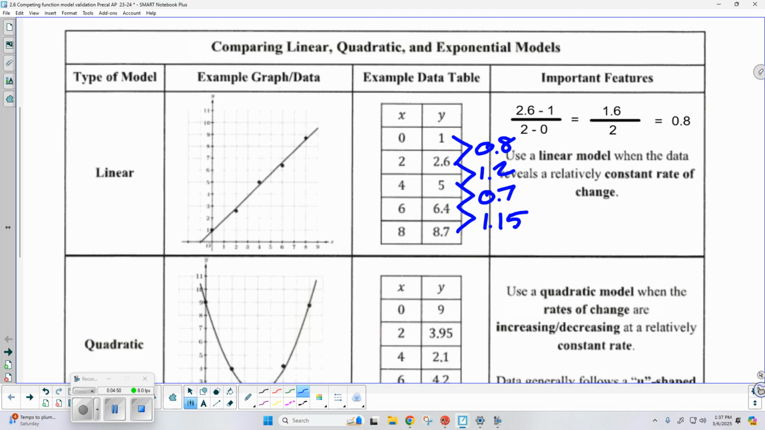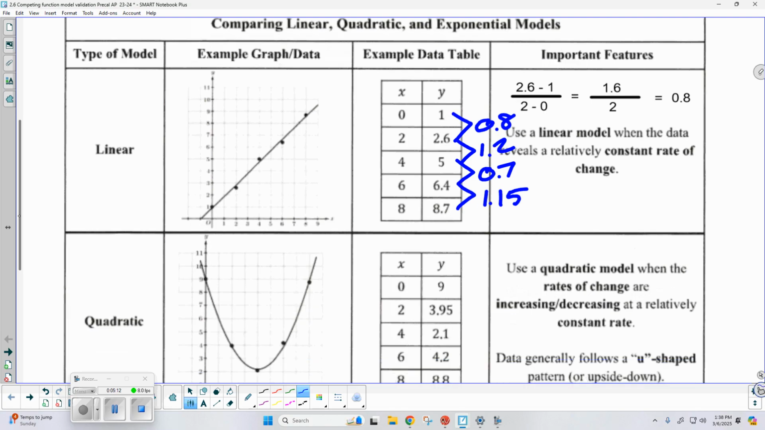So this is what I was referring to. We don't have the exact slope over and over again, but they're relatively close enough that we could go ahead and justify using a linear function as a model. Even if you look at the scatter plot right here, those points are not exactly collinear, but they're still really, really close to that line. So that's what we're going to be looking for if we believe it's linear.